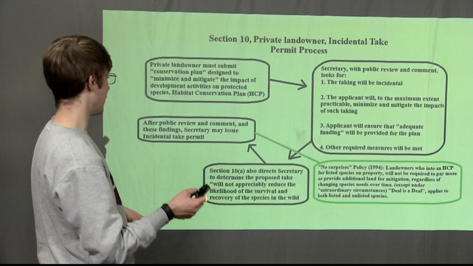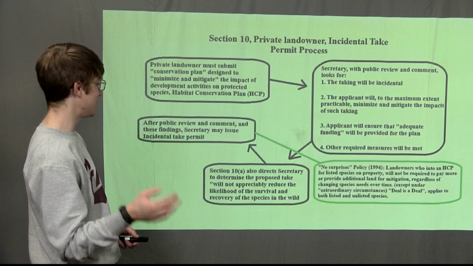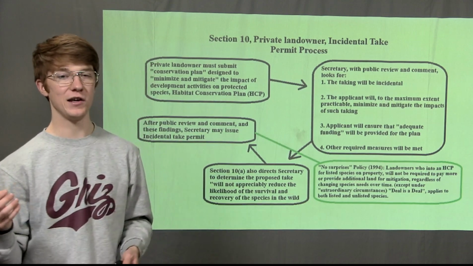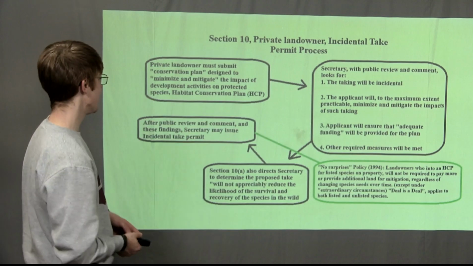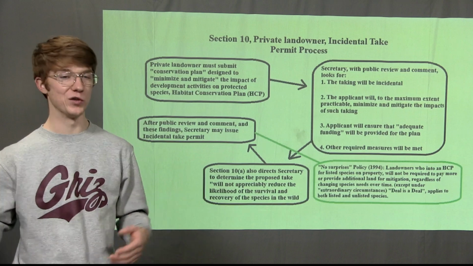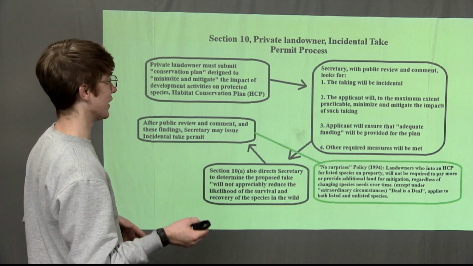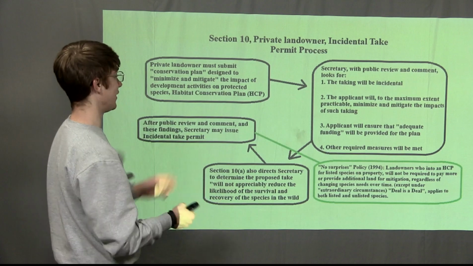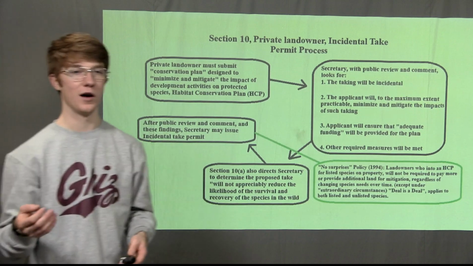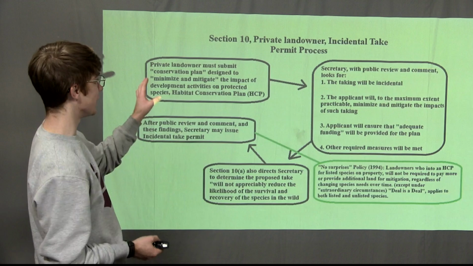If the secretary finds all those things sufficient in the plan, the secretary is additionally required to determine that the proposed take will not appreciably reduce the survival and recovery of the species in the wild. Essentially, he has to ensure that the taking is not going to jeopardize the continued existence of that species. It's kind of similar to the incidental take statement: a couple might get caught in the crossfire, but the whole species is not going to be destroyed by these incidental takes. After public review and comment, if the secretary finds all these things sufficient, the secretary may issue an incidental take permit, and that permit removes the liability of potential punishment for an incidental taking by this action.